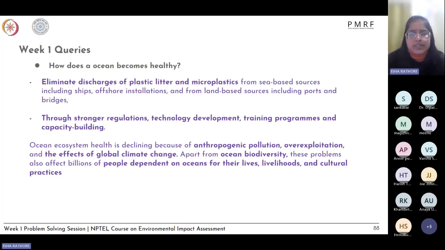Apart from the ocean biodiversity, you also have people who are being affected because of the poor health of the ocean ecosystem. These are people who are dependent on these oceans for their lifestyle and livelihoods, like the fish farming communities which are capturing these fishes, and also people who have some sort of cultural practices associated with the oceans. So this is my understanding of the question and my response to it.